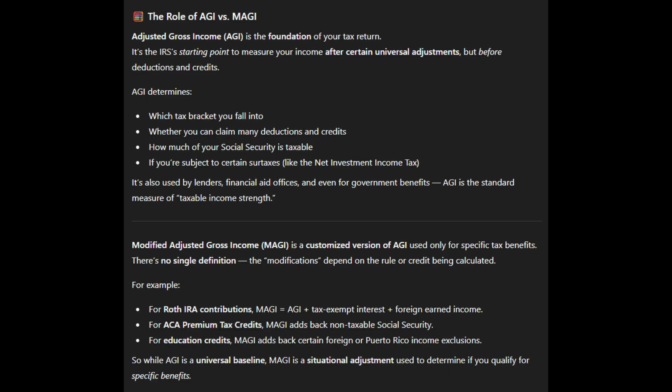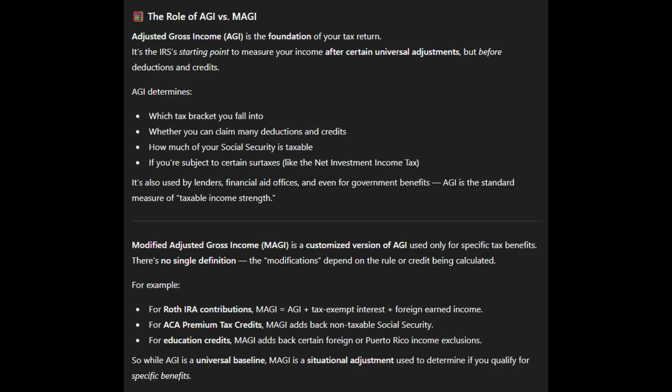MAGI is your AGI plus certain add-backs, such as tax-exempt interest or foreign income exclusions. Think of MAGI as the IRS's way of measuring your true total income when deciding whether you qualify for specific tax benefits like IRA deductions, education credits, or health insurance subsidies. AGI is the base layer of your tax return. MAGI is the IRS's customized version of your income used for specific tax benefits.